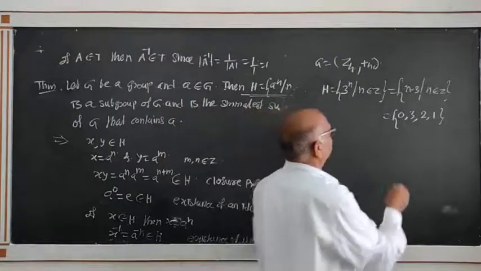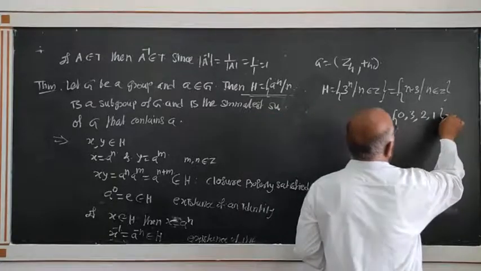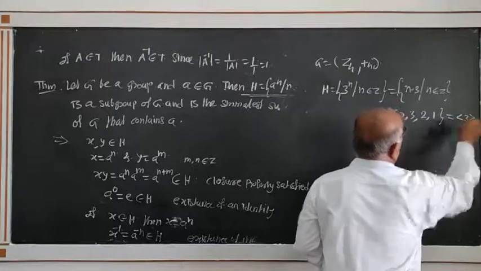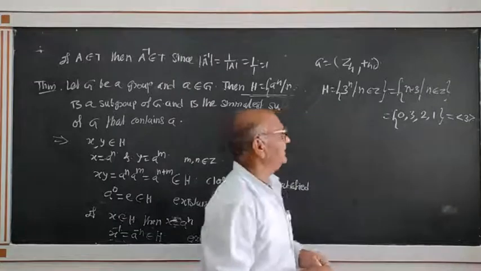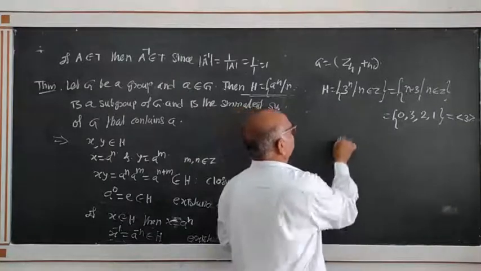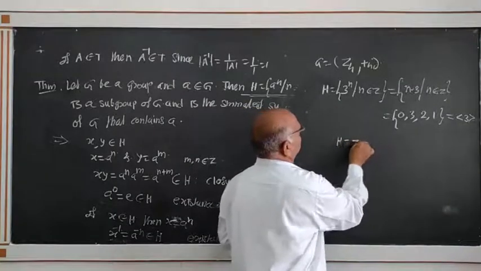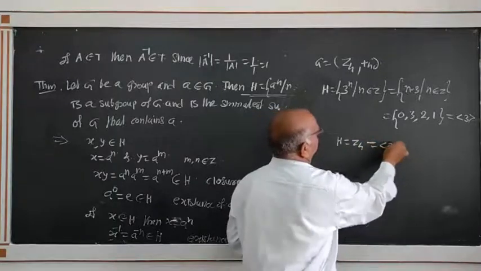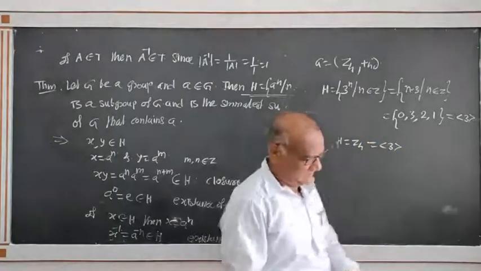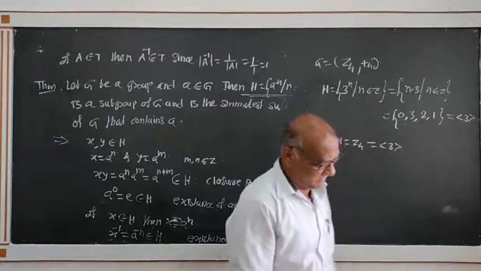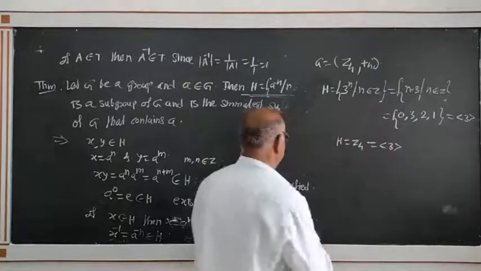That means it is generated by 3. Here H is equal to Z4 generated by 3.